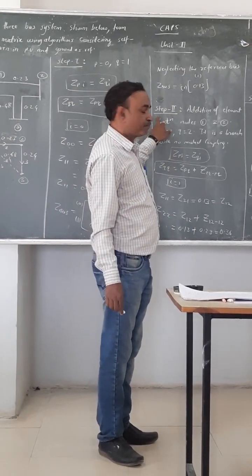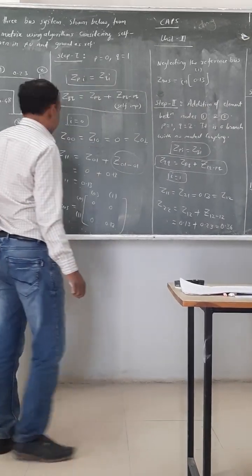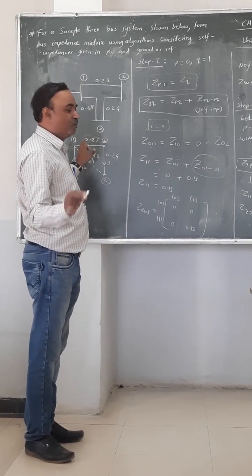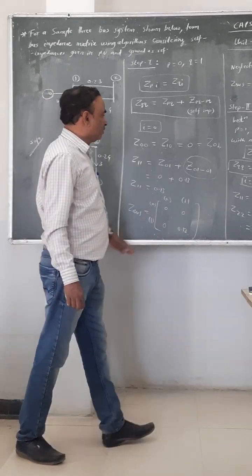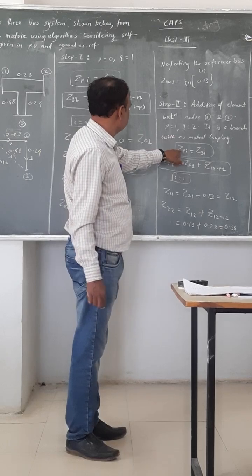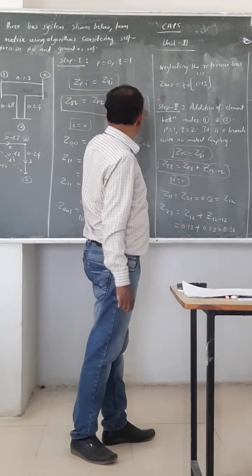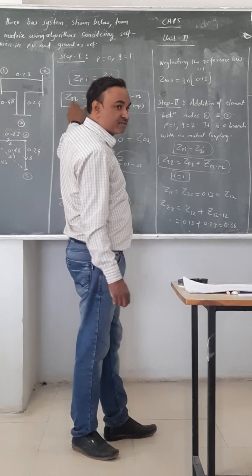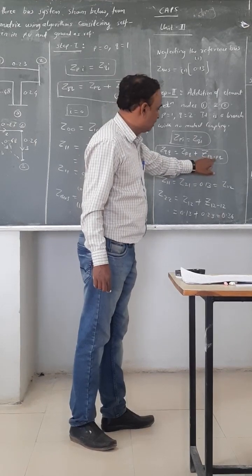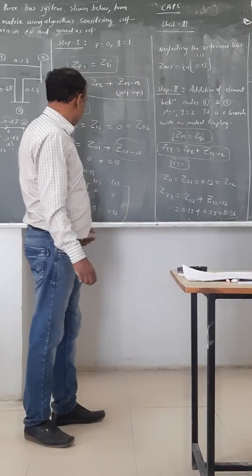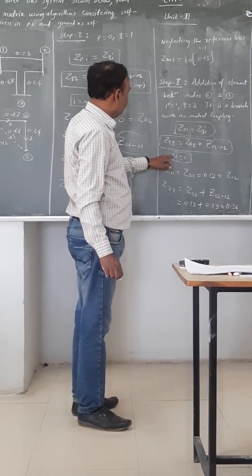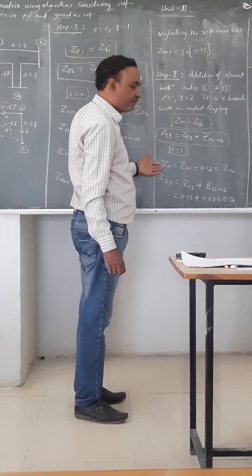Now what is the second step? Addition of element between nodes 1 and 2, and it is a branch with no mutual coupling. Is it clear? Yes. We will use the same formulas. The formulas will remain the same: Z PI equal to ZQI, and the second formula ZQQ equal to ZPQ plus Z PQ minus PQ. Now, initially we had taken I equal to 0. Now we will take I equal to 1, and using these formulas we will calculate the different values.